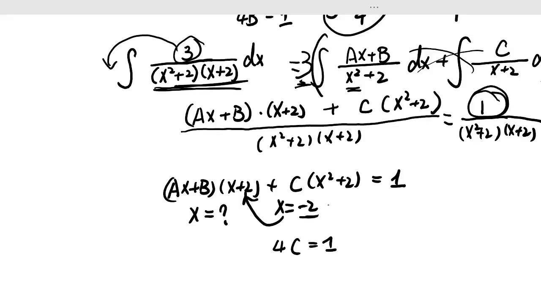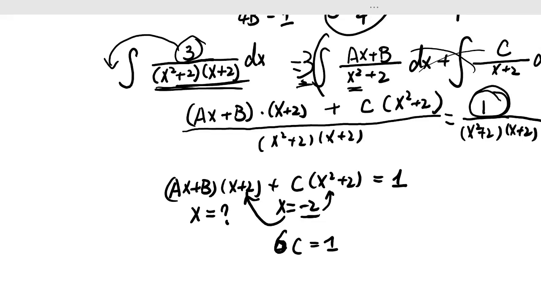Because this square is 2. I made a mistake. That's going to be 6, because -2 squared is 4. 4 plus 2 is 6. So 6c equals 1. Now I get c. c is 1 over 6.